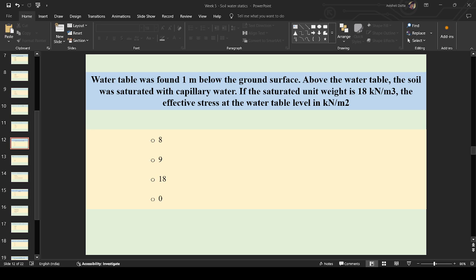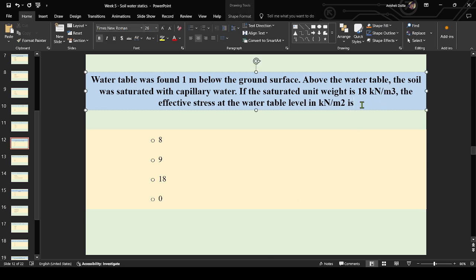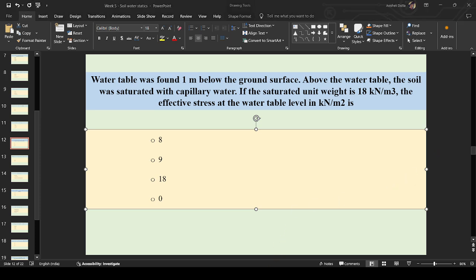Water table was found 1 meter below the ground surface. Above the water table, the soil was saturated with capillary water. If the saturated unit weight is 18 kilonewton per meter cube, the effective stress at the water table level in kilonewton per meter square, I just write over here, just complete the statement, is. The options are 8, 9, 18, or 0. Okay, I believe you can solve it.